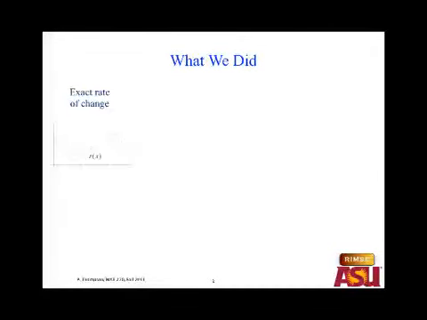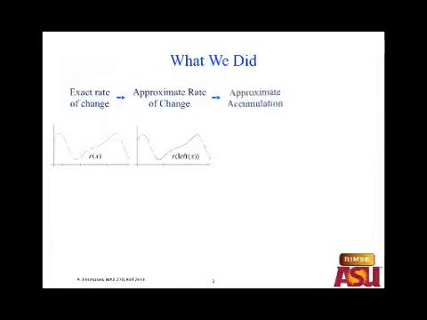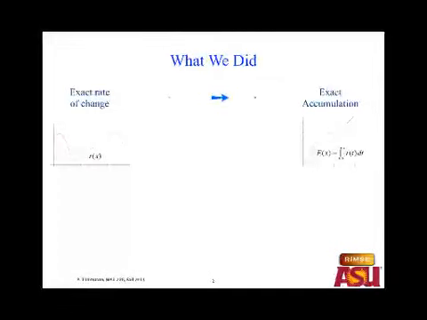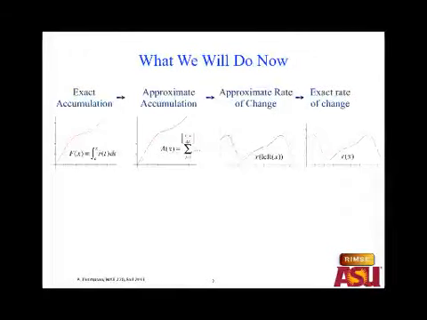So what we did: exact rate of change, approximate rate of change, approximate accumulation, exact accumulation. And we earned the rights, we did all the groundwork, we earned our dues, so we could go right from exact rate to exact accumulation. And now we want to go the other way. Okay, we're going the other way now. Starting with exact accumulation, working to exact rate.